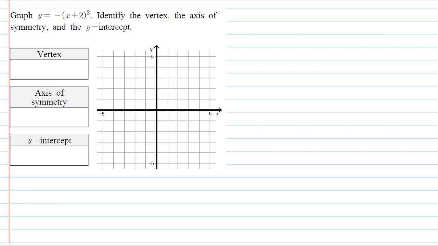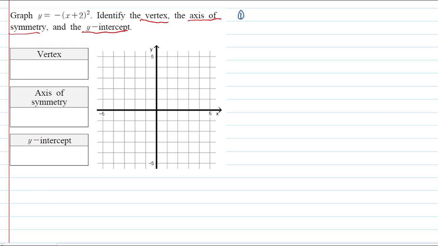Graph the function y equals negative (x plus 2) squared and identify the vertex, axis of symmetry, and the y-intercept. This question, I'll show you 3 different ways. If you watch the entire video, you'll know 3 different methods. And if you already know one method, just find whatever method that you need, okay?